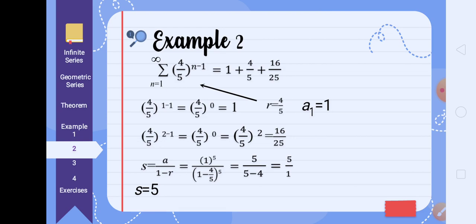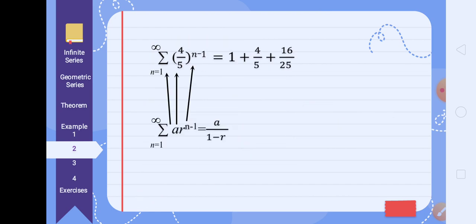So substitute the value of a_1, which is 1. 1 over 1 minus the ratio, which is 4 over 5. So 1 times 5 is 5. Cancel this. 5 minus 4 is 1. That's why 5 over 1. So our answer for the sum of this series is 5.